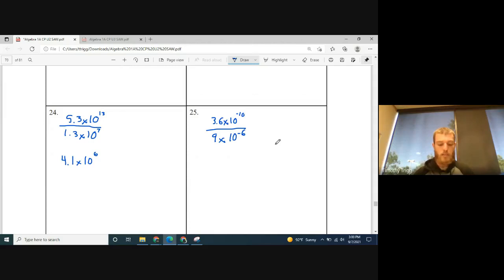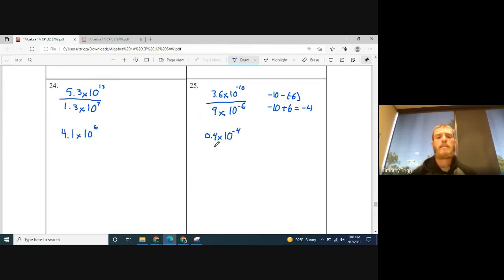Okay, so we got 3.6 divided by 9. Let's go ahead and divide those coefficients. So we got 0.4, okay? Make sure you're doing this on your own with your own calculator at home as well. Then we have negative 10 minus negative 6, because remember, we subtract these powers. So that's the same as negative 10 plus 6. Well, that's negative 4. In scientific notation, we're okay with negative powers. We don't mind that at all in scientific notation.